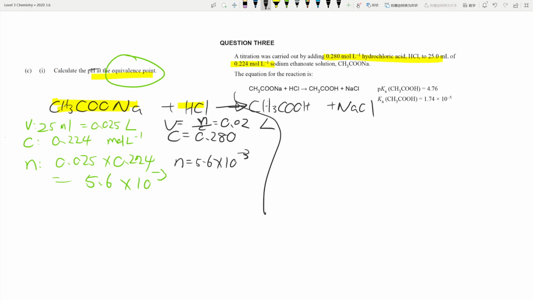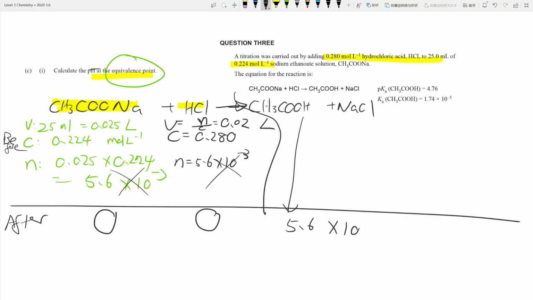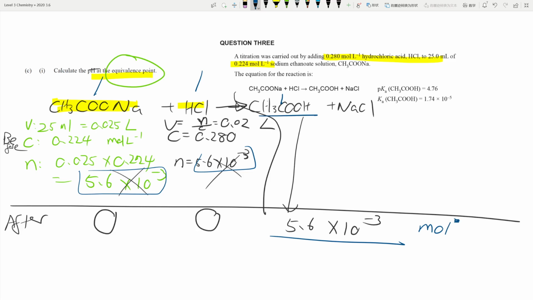Okay, so why do we do all this? This is before titration. And once we have neutralized them, this is going to be 0, because they neutralize each other. They're gone. And then this mole is going to be 5.6 times 10 to the power negative 3, because it requires 1 mole of this and 1 mole of this to make 1 mole of this. So that's why this is gone, this is gone. Then you produced 5.6 times 10 to the power negative 3 moles of CH3COOH.